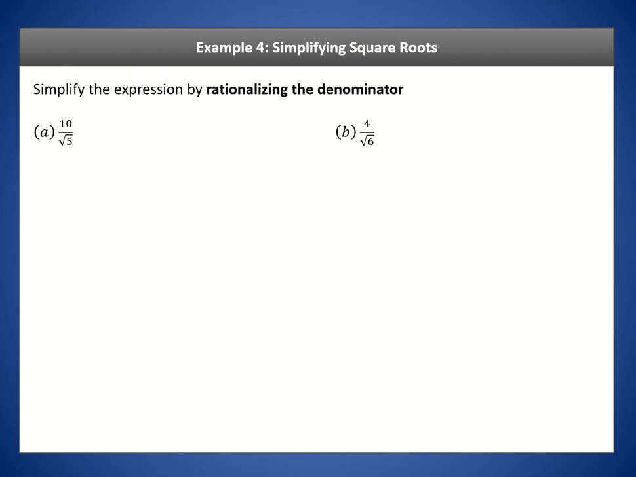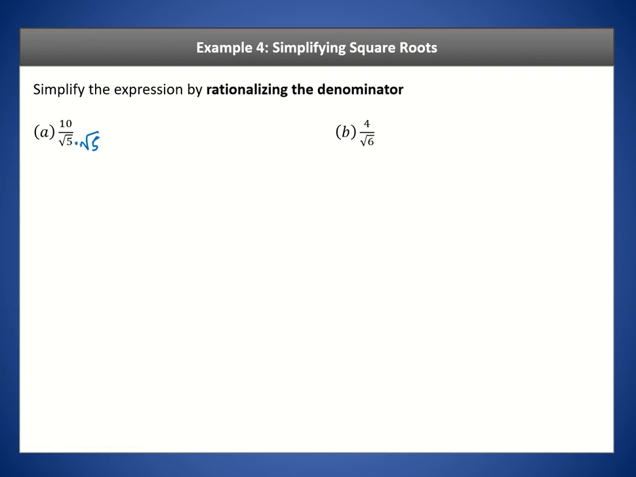All right, so for example 4, we want to simplify the square roots. This is a specific type of simplification known as rationalizing the denominator. So rationalizing the denominator means you're going to get rid of the radical in the denominator, okay? So in order to do this, we need to multiply by the same radical on both sides. Now the radical, remember, is just this radical, this square root symbol. That's what I mean by the radical.